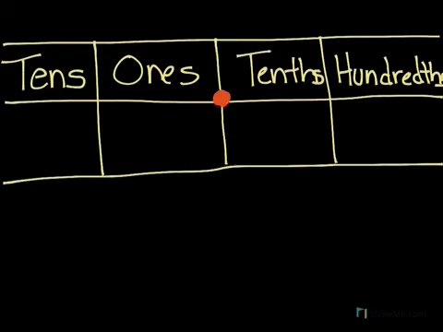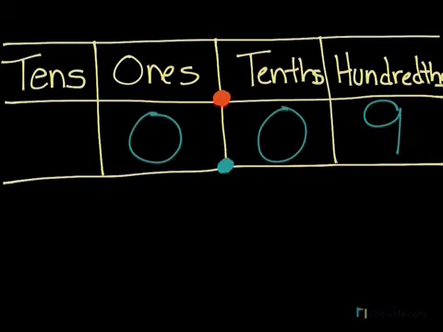Let's take a look at this decimal. 0, decimal point, which we would say as "and," 0 tenths, 9 hundredths. This decimal is 9 hundredths. That would literally mean 9 cents.